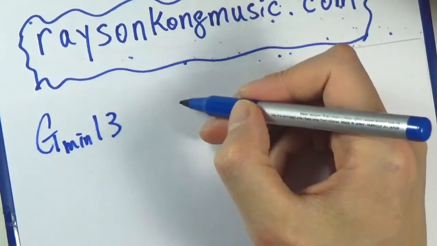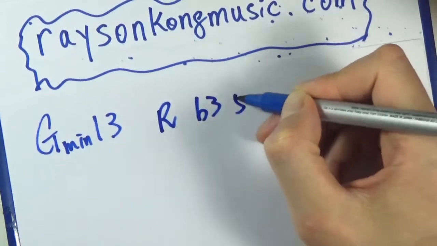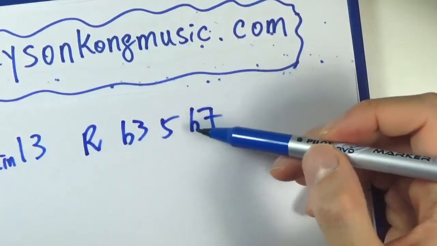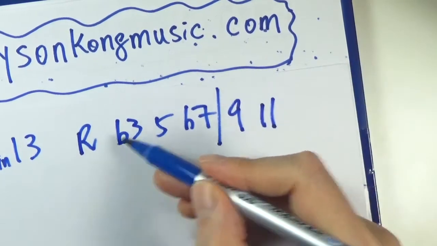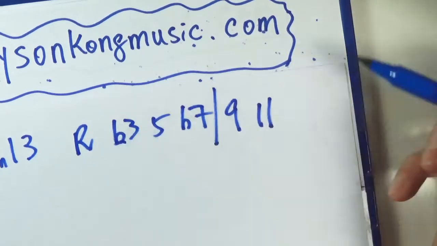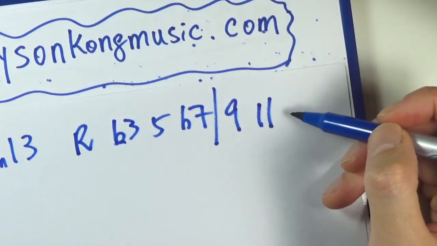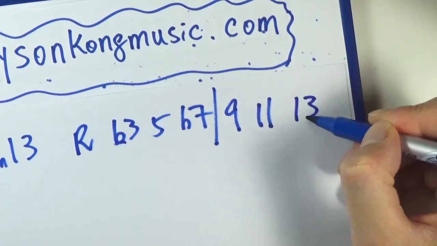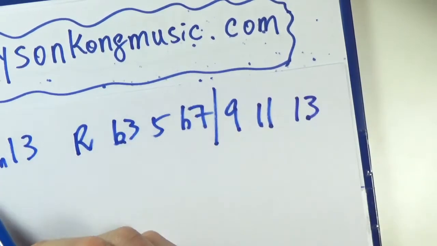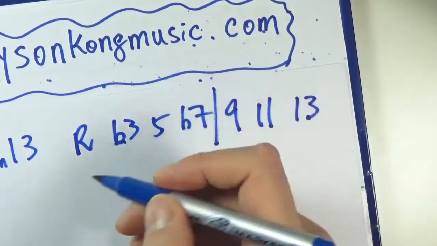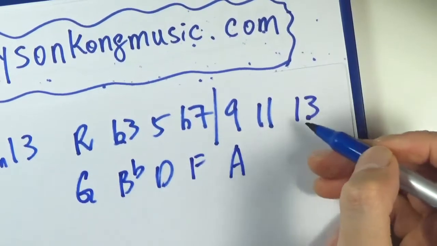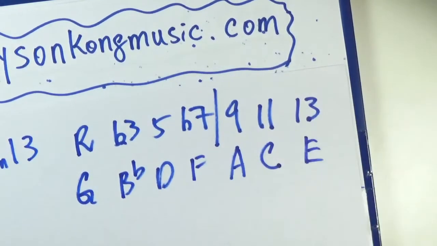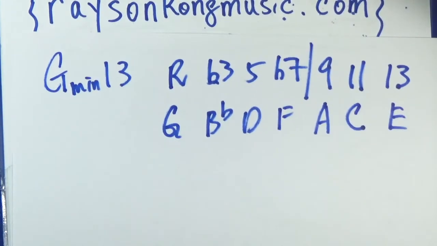Let's realize a G minor 13 sound. Okay, so intervals first: root, flat 3, 5th, flat 7, and then a 9th. Just an 11 this time. You have a flat 3 here, so no clash between the 11th and the flat 3. And then a 13, major 13. So remember, for a minor chord, you still have a major 13. So G, B flat, D, and then F, and then A, G, B flat, C, and G, B flat, C, D, E. All right, that's the G minor 13 sound.